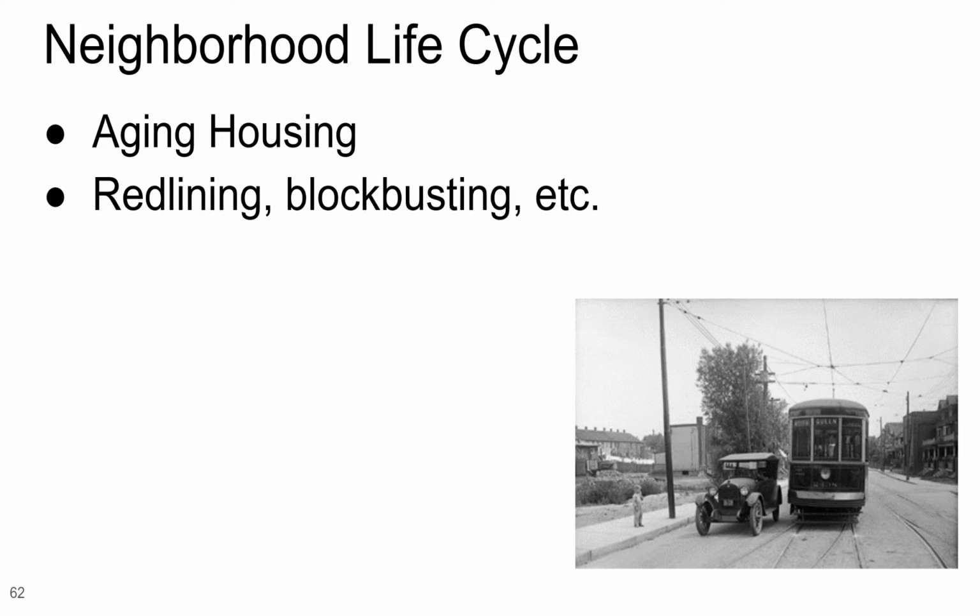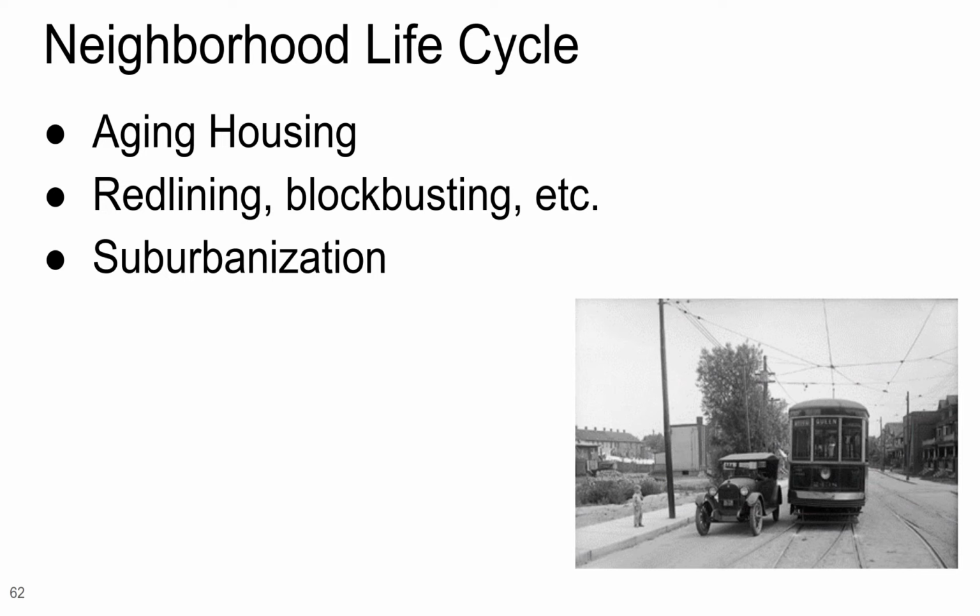Things that happen in neighborhoods: redlining, that would prevent people of color from moving in, blockbusting, that would encourage white people to leave, steering. All the things that we talked about in the last chapter are fully still in effect in neighborhoods and cities now. Redlining, blockbusting, steering, all those things.